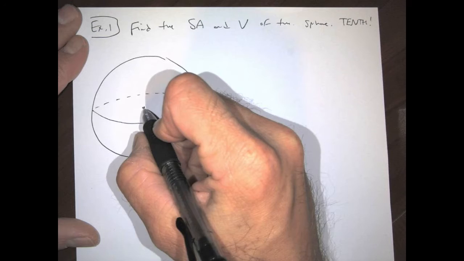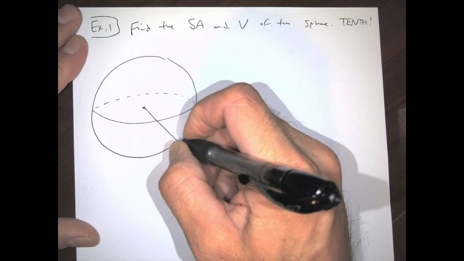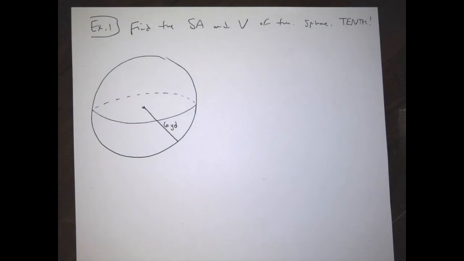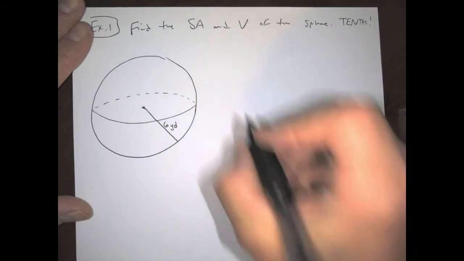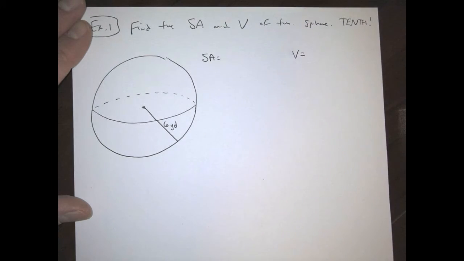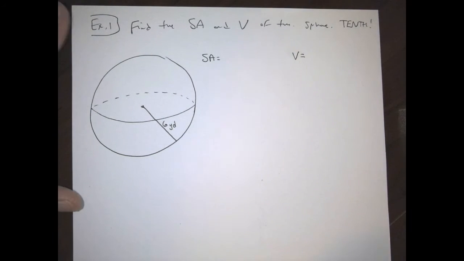And I'm going to give you a radius of 6 yards. And that's all I'm going to give you, folks. Find the surface area, find the volume. Let's do surface area first. We'll put the volume equation over here. Try to conserve as much paper as we can.